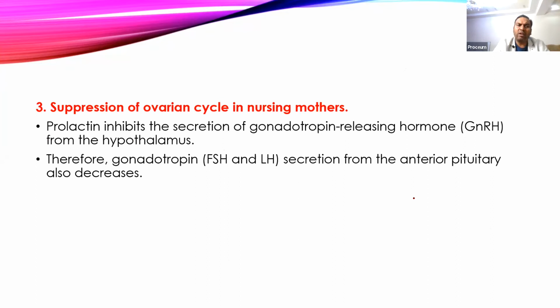Apart from this, prolactin also inhibits the release of gonadotropin releasing hormone from the hypothalamus, and as the concentration of gonadotropin releasing hormone decreases, that causes a decrease in the concentration of the gonadotropins, that is FSH and LH, and both will decrease the menstrual cycle or ovarian cycle in the female, and that will prevent menstruation in the lactating mother for a long time.